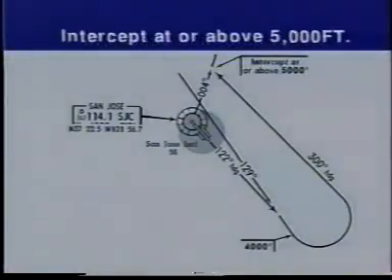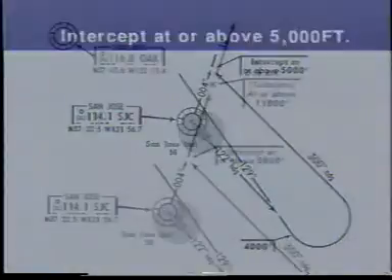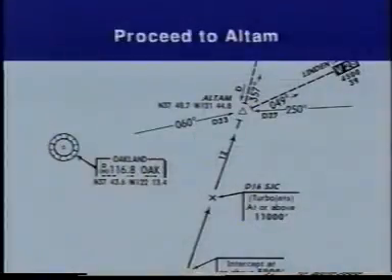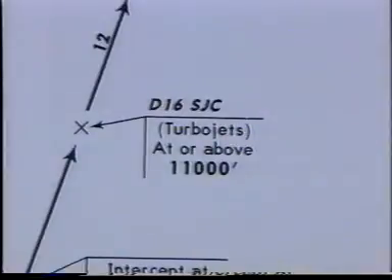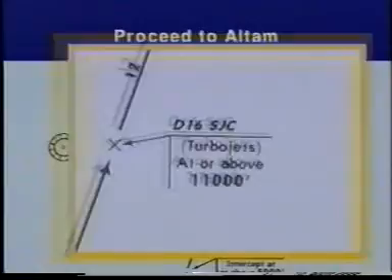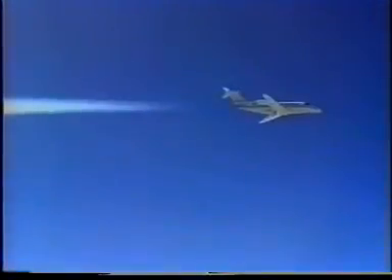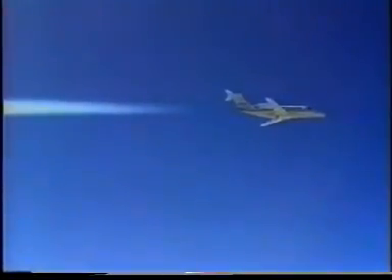An altitude restriction indicates that you should intercept the radial at or above 5,000 feet. Proceed outbound on the 004-degree radial to Altum intersection. A special note states that turbojet aircraft must cross the San Jose 16 DME fix at or above 11,000 feet. Once you reach Altum intersection, proceed along your assigned route or transition route, whichever is appropriate to your clearance.